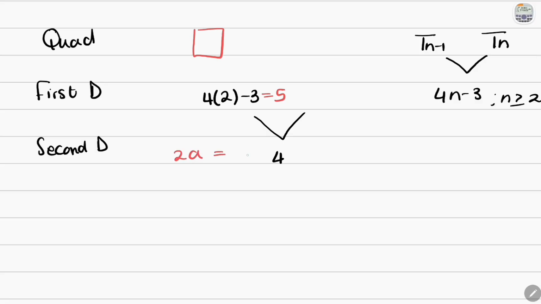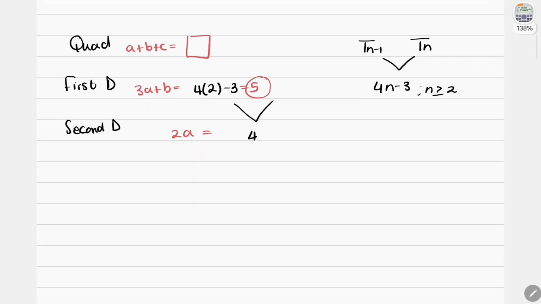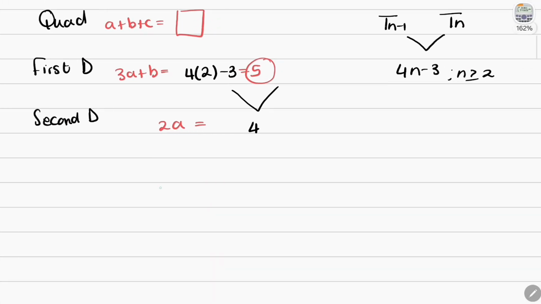We say 2a is equal to 4, and then 3a plus b is equal to, we're saying 5 in this case. And then, of course, this is a plus b plus c, but we can't really do anything here because we don't know what that first term is. We're trying to find it. So let's just find a and b first.